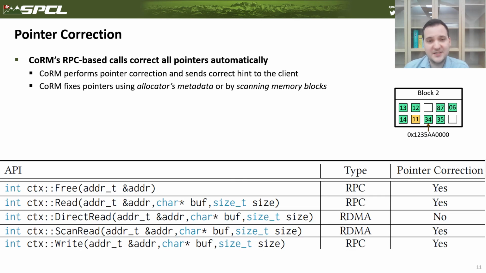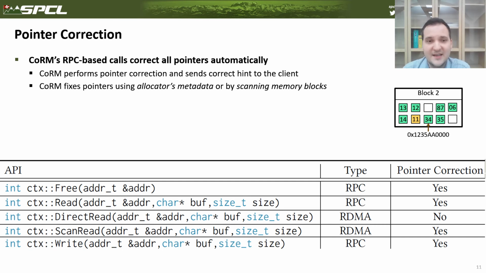When you send an RPC request to CoRM, it would try to access the object using its address and then check the object ID. If it doesn't match, it would perform pointer correction. So pointer correction is finding the new offset of the object within the block. For that, CoRM offers two strategies. The first strategy is to rely on the metadata stored in the memory allocators. So we could actually store some volatile data which would map object ID to offsets.